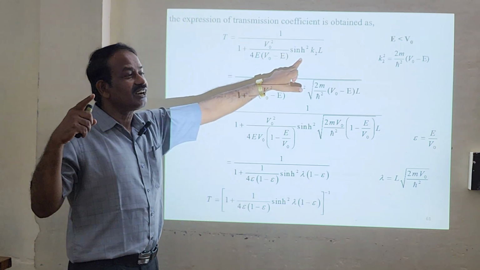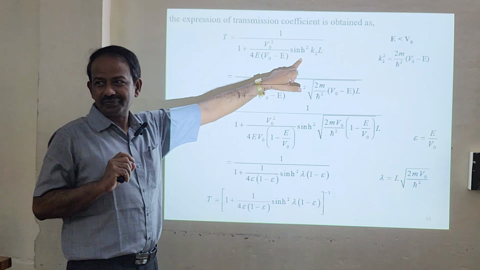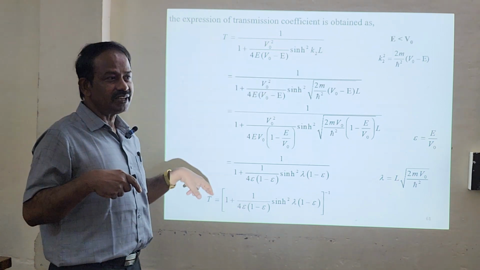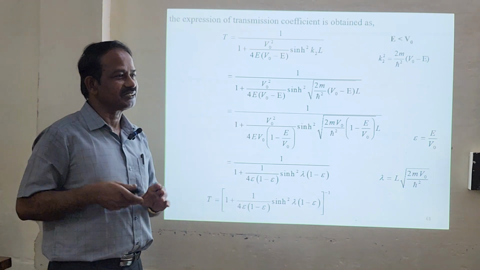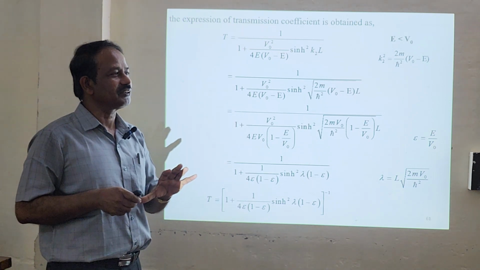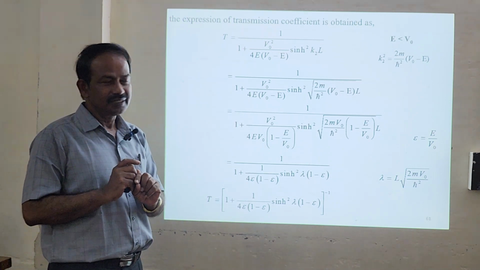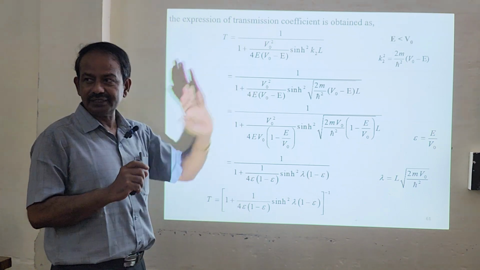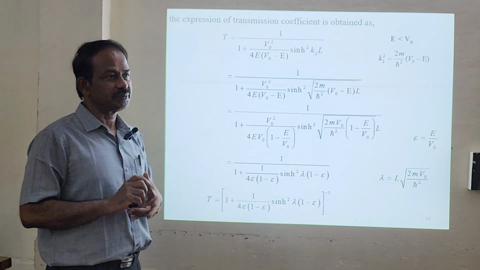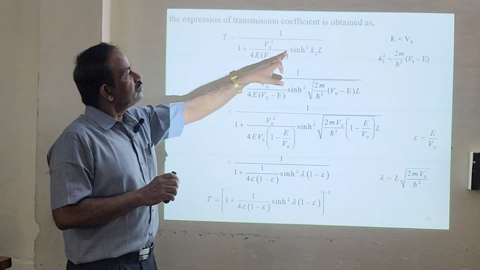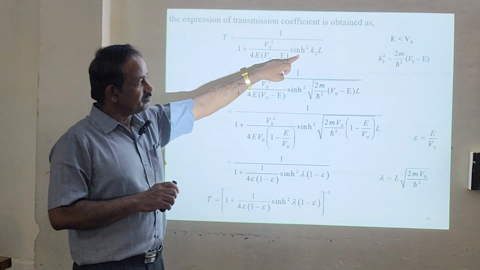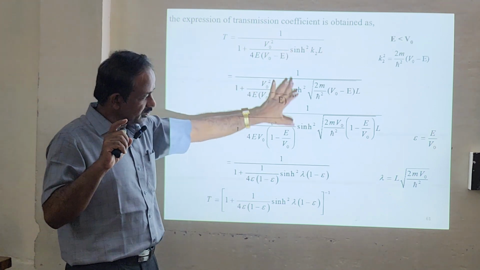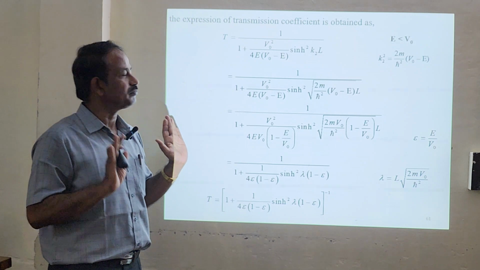For E less than V naught, we will have the same expression, except that there it is sine and here it is the hyperbolic function, sinh. That is the difference. Simplifying this would be a lengthier derivation, which is out of your syllabus. You will have to solve either one, E greater than V naught or E less than V naught. Simply write the expression for examination purposes. Here it is the hyperbolic function, sinh squared, and the other terms are the same.